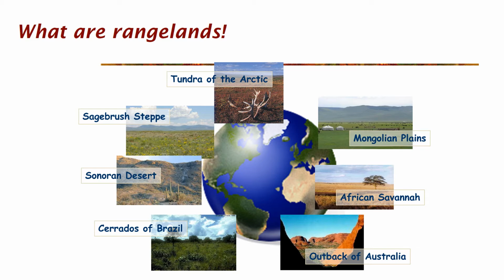Okay, some things you've got to understand about rangelands before you can really take a stab at management. One is that rangelands are incredibly diverse places. They're all over. Half of the earth is range, and it comes in a lot of different forms. So across the globe, the tundra in the Arctic to the African savanna, the outback of Australia, the Sonoran Desert and sagebrush steppe right here in the U.S., and just everywhere in between, you'll find parts of rangelands.